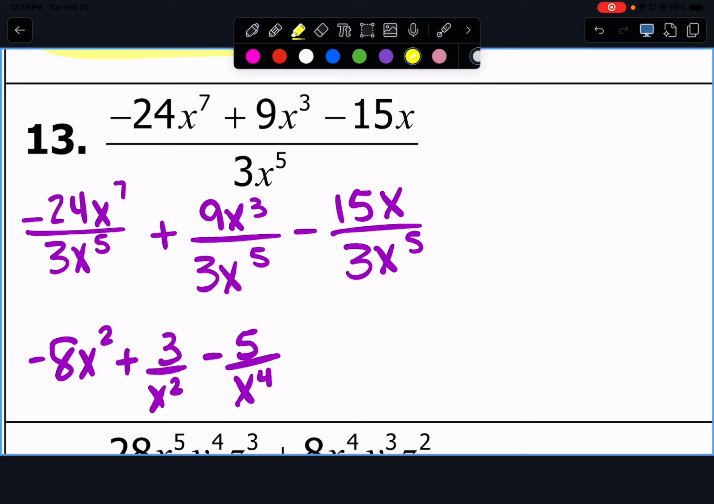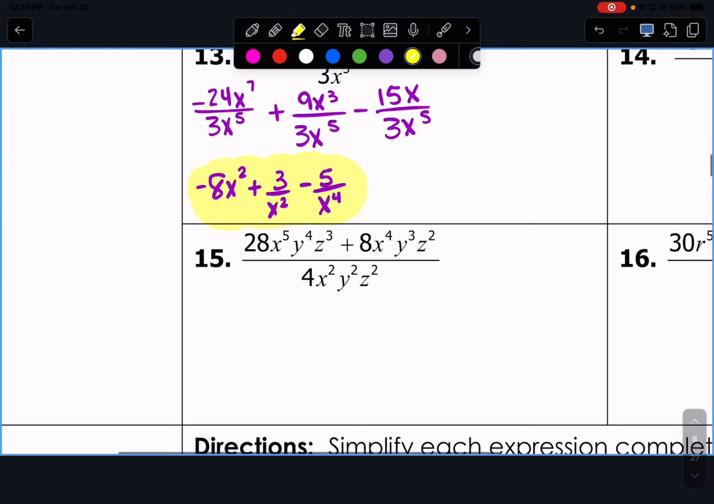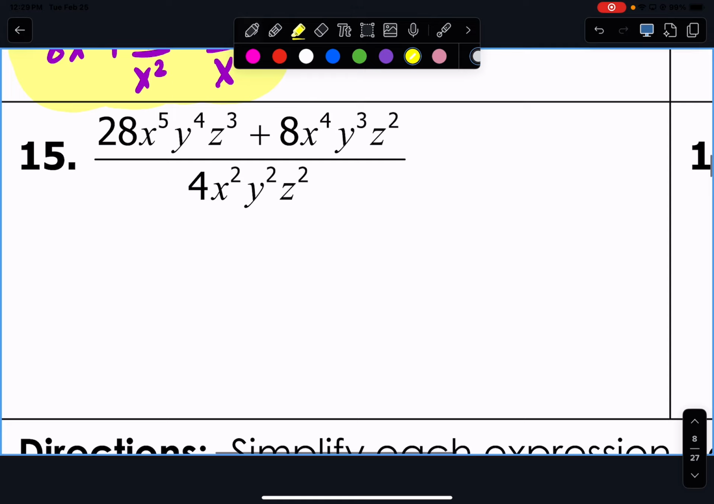And that's our answer. Now, that answer right there, so far all of these answers have also been polynomials. That answer is not a polynomial anymore because it's got stuff in the denominator that's a variable, okay? So the answers can be not polynomials, that's fine, but they should still be written nice and neatly, okay? Number 15, okay? What is 28 divided by 4?